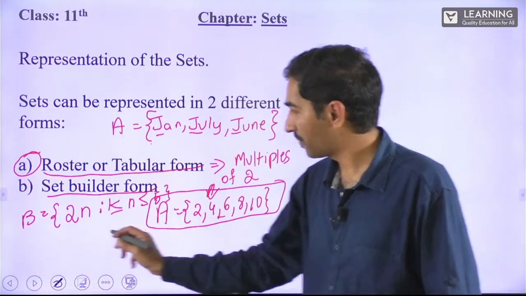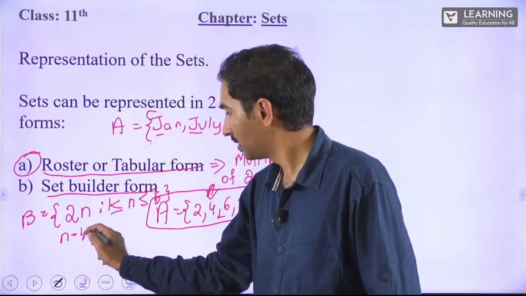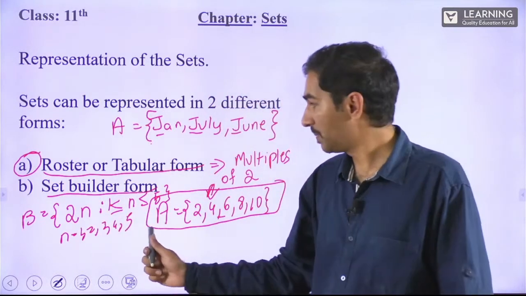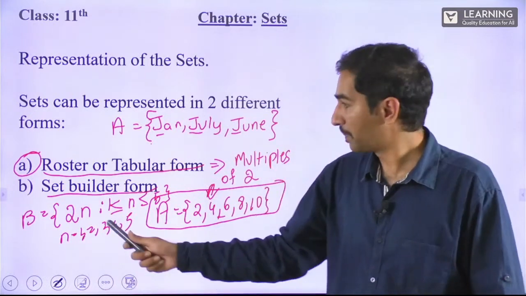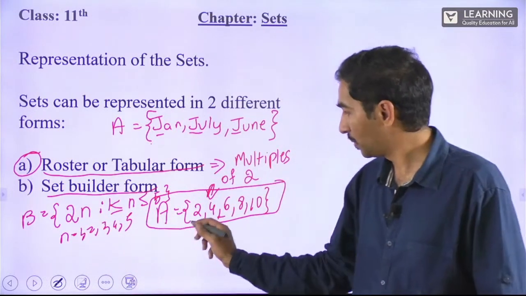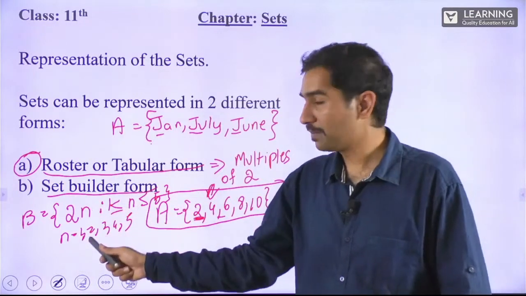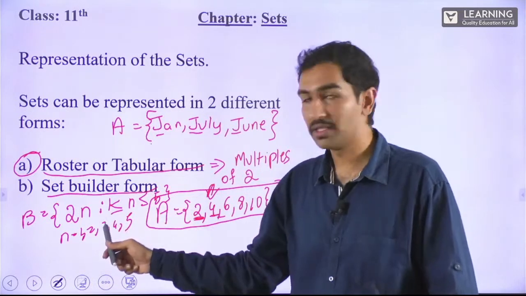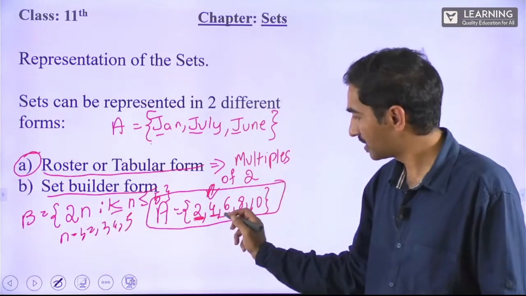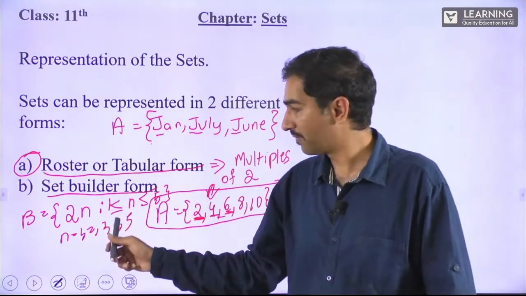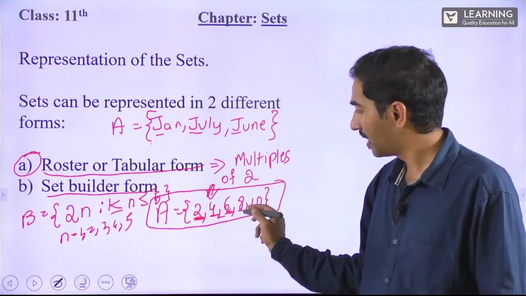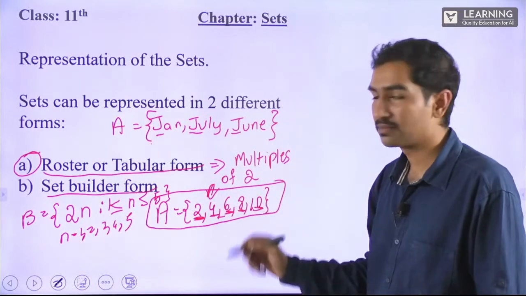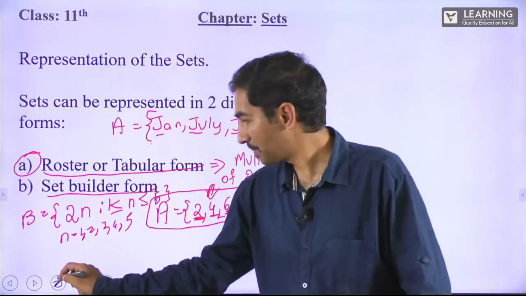So what are the values of n then? n can be equal to 1, 2, 3, 4 and 5. Correct? These will be the possible values of n. In the place of n put 1, what will you get? You will get 2. In the place of n put 2, you will get 4. Put 3, you will get 6. Put 4, you will get 8. And in the place of n you can put 5, so you will get 10. Did you understand what is happening here, students?